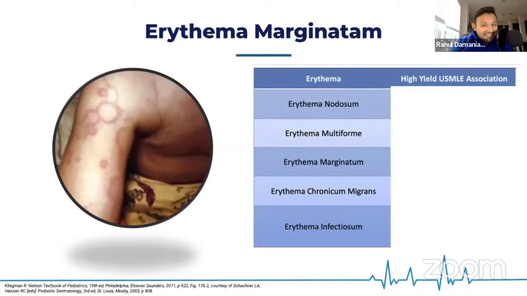But why did we get into this? Well, it's because Jones criteria, the E stands for erythema marginatum. Do you see how there's redness at the margins of this rash? Okay. So where do we see erythema nodosum?